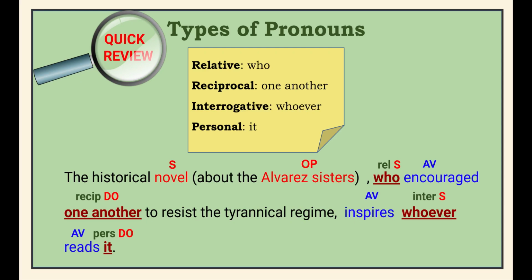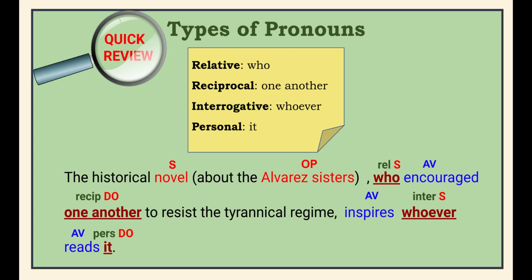Did you find the verbs first and their corresponding subjects? The verbs are encouraged, inspires, and reads, and they're all action verbs. The first pronoun is who, and it's acting as the subject of the verb encouraged. Its antecedent is Alvarez sisters, which I've highlighted in red. One another is a reciprocal pronoun that is acting as the direct object of the action verb encouraged. Who or what were encouraged? One another. Its antecedent is also Alvarez sisters, and the use of one another indicates that there are more than two sisters.